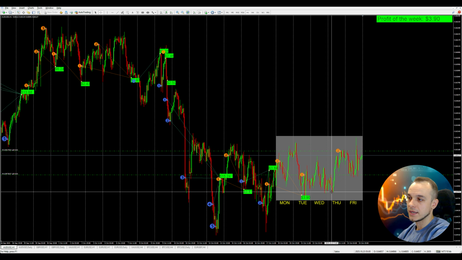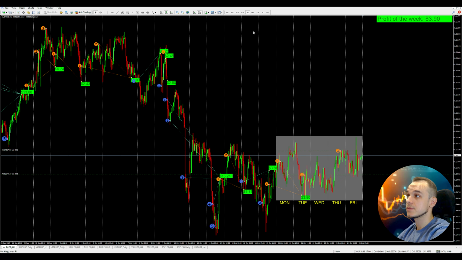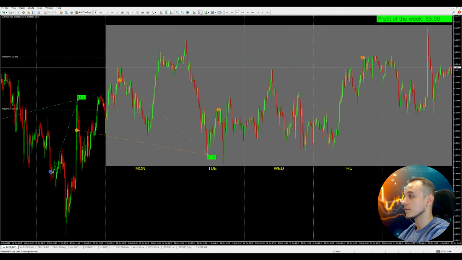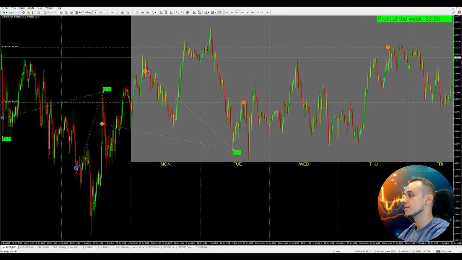I would say a quite narrow corridor, because the average width was around 400 pips, which is quite low for this currency pair. Let's switch to the 15-minute time frame and check all the trades in detail. So we start from Monday, and as you can see, on Monday morning we averaged our sell trade that we were holding from the previous week, and then when the market declined on Tuesday we closed this trade with a profit.